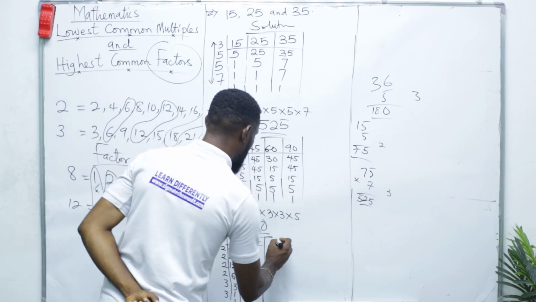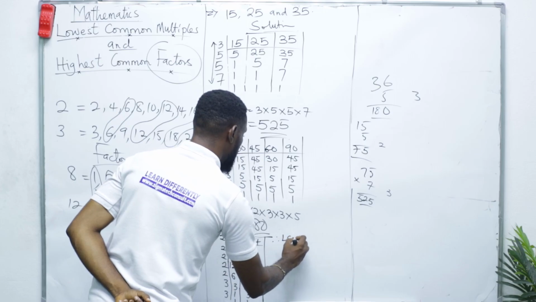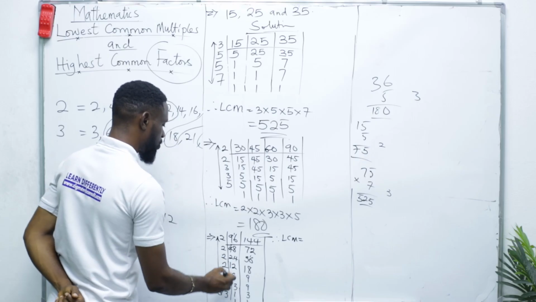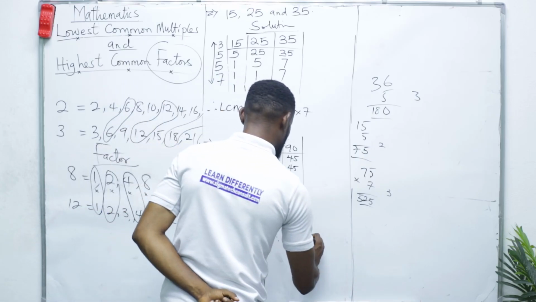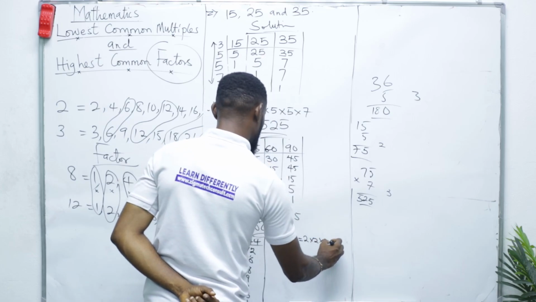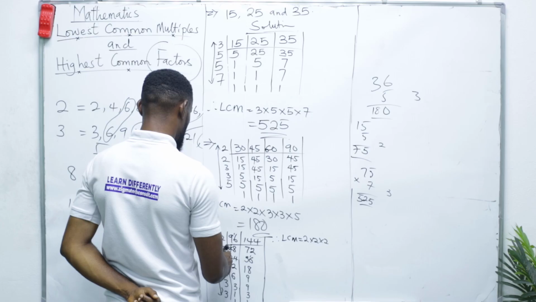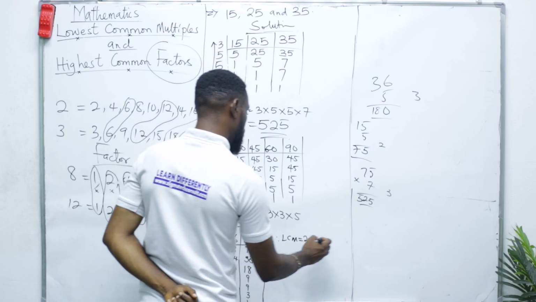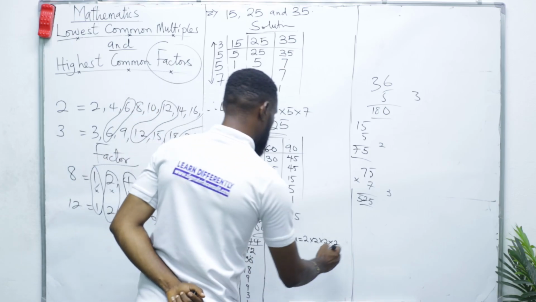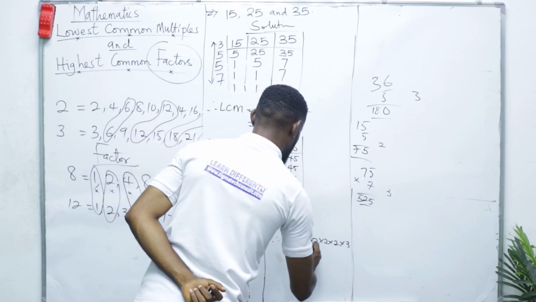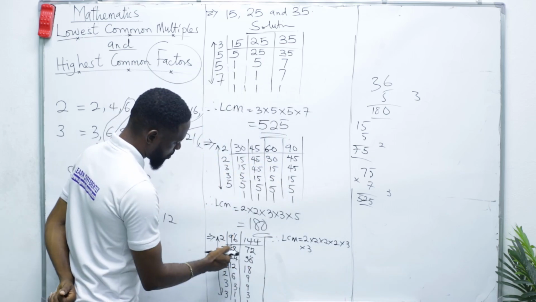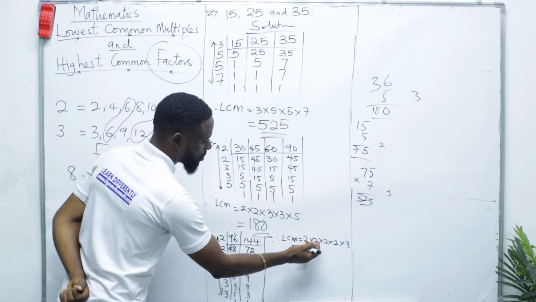So we say, therefore, the LCM is equal to everything here multiplied. So we have 2 times 2 times 2 times 2 times 2, that is 5 twos, times 3 times 3. Okay?